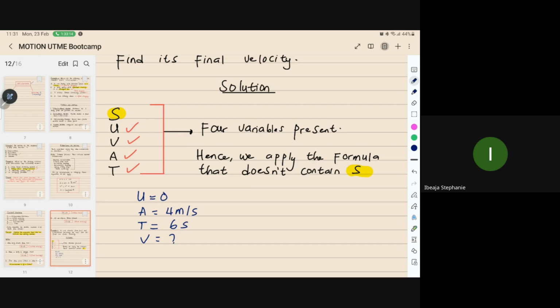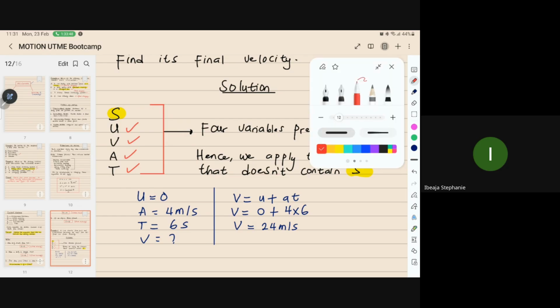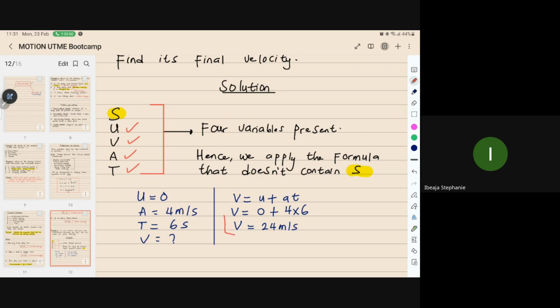Okay, thank you. So the equation that does not contain s is what? V equals u plus at. So we are looking for v. u is 0, started from rest, plus a, which is 4, times 6. So v is equal to 24 meters per second. So that's our velocity. Everybody, we are on the same page, right?